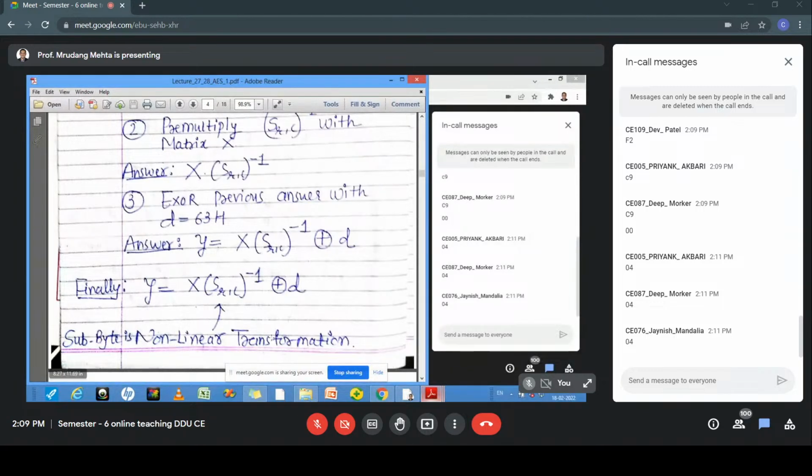So sub byte is a non-linear transformation. Remember, sub byte is a non-linear transformation.